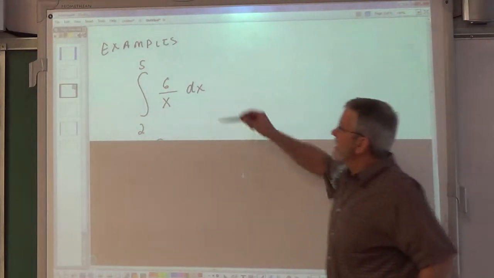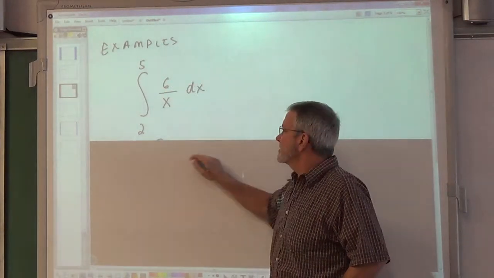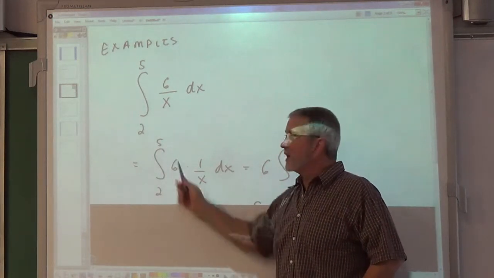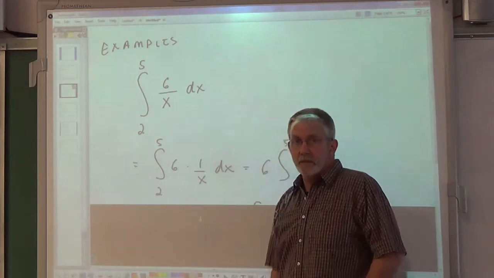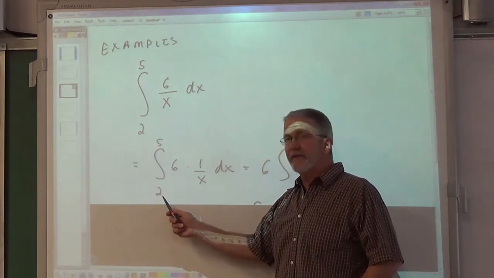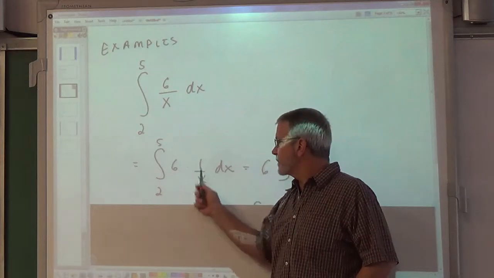Well, this is a constant. The 6 is a constant, so let's write that as a constant. So this is going to be 6 times 1 over x. This is the same as 6 over x. So I'm looking at, really, the antiderivative of the definite integral from 2 to 5 of 6 times 1 over x dx.